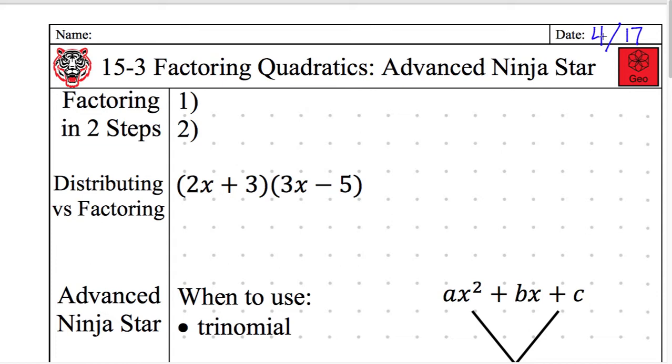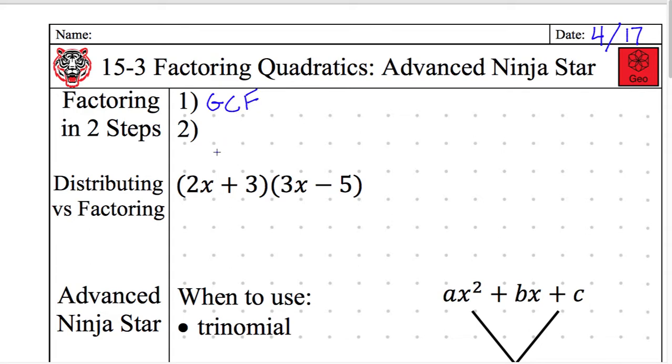So, factoring in 2 steps. This is copy-pasted from 15.1, copy-pasted from 15-2. What are the 2 steps whenever we do our factoring? 1 person knows, 2 people know, 3 people know, 4 people know. Caroline. GCF and Ninja Star. And I'm going to make a little addition in number 2.